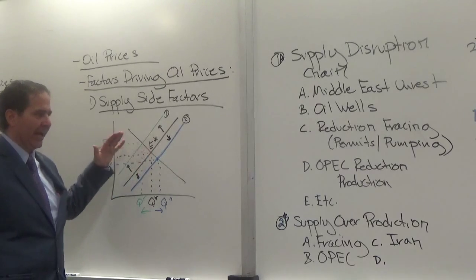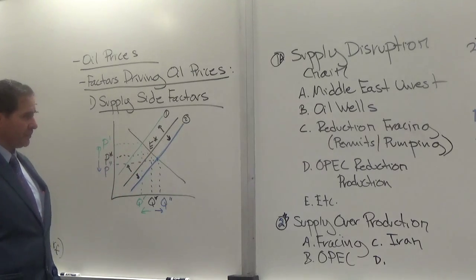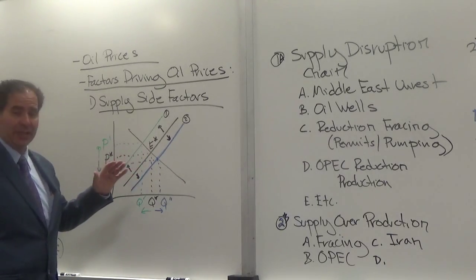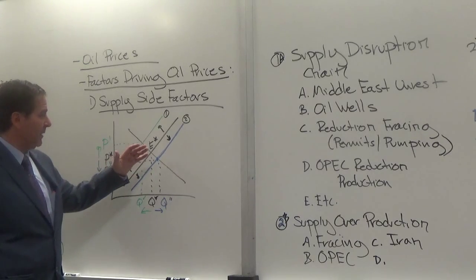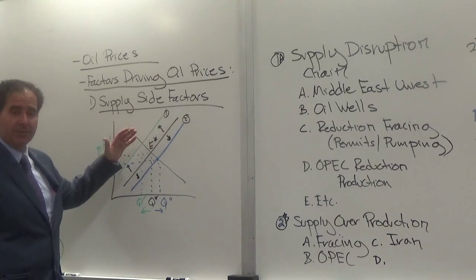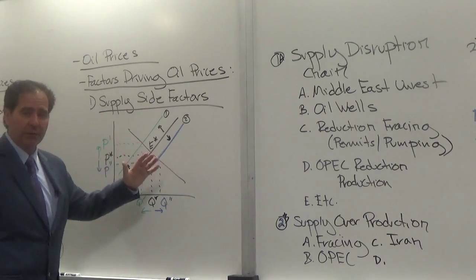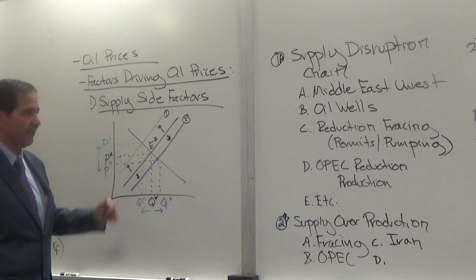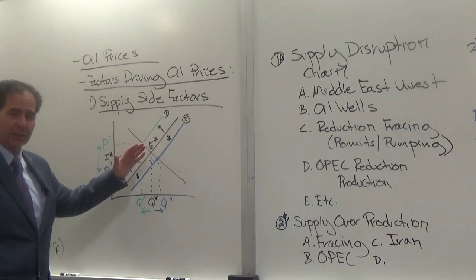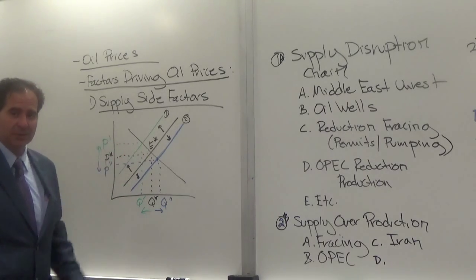So let's look at the supply disruptions or overproductions, the shifts in the supply curve out first and then back second. So actually, I take that back. We're going to look at the supply constraint first, the shifting of the supply curve back first and then out second. So back first. What would cause the supply curve to shift back and cause prices to go up?